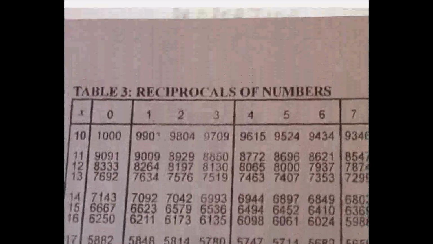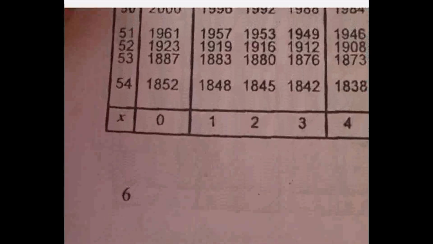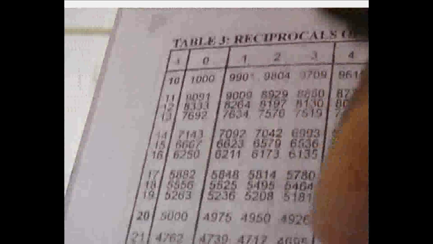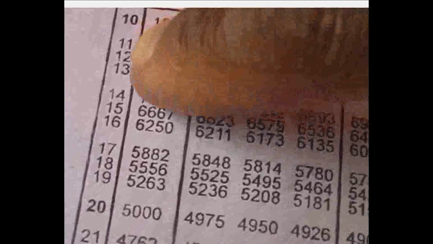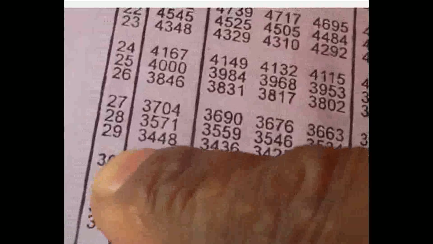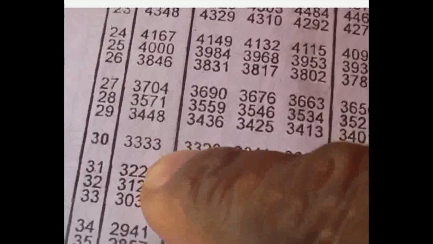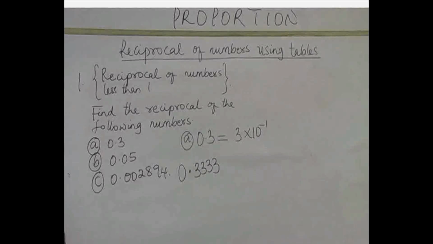I want to show you. This is the 4-figure table, reciprocal of numbers, and it's page 6. You can see the columns where you have numbers. They start from 10, 11, 12, and it goes down. You can see where you have 30, and this 30 under 0. So if you trace down 0 and where you have 30, you find out that what you have there is 3, 3, 3, 3. And that is the number you can see on the screen that I wrote there.